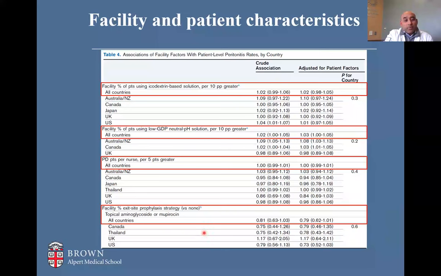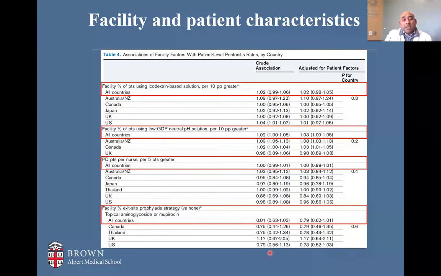Use of prophylaxis at the exit site seems to have a low relative risk ratio, but it crosses over one, and a pretty wide confidence interval, especially if you look at Canada, very wide. Same applies to Thailand and pretty much all over. So maybe we need more data, but the relative risk ratio is a little below one.